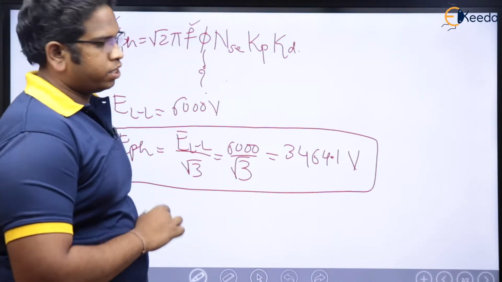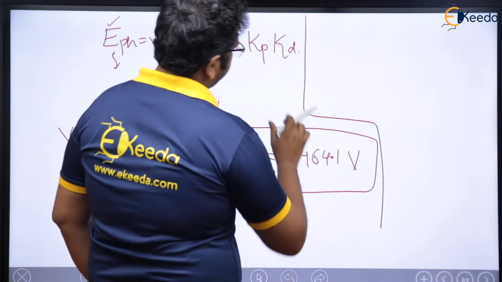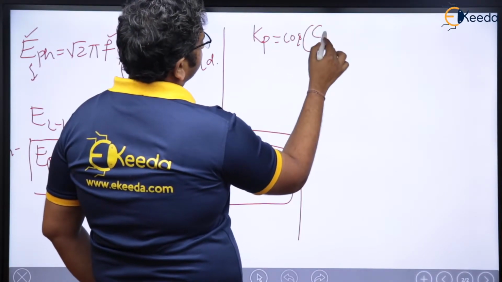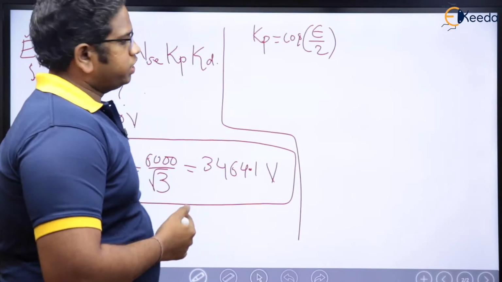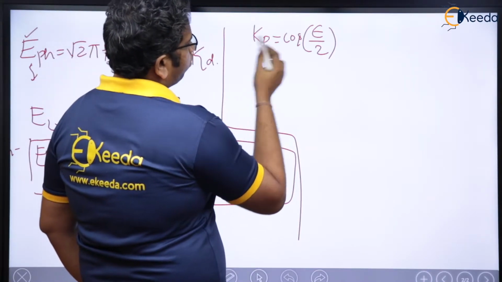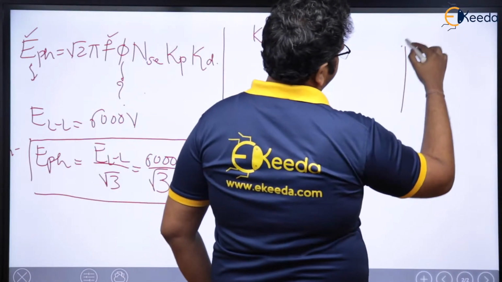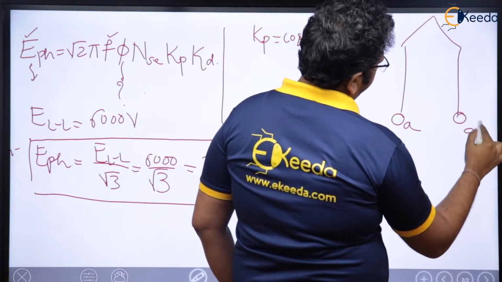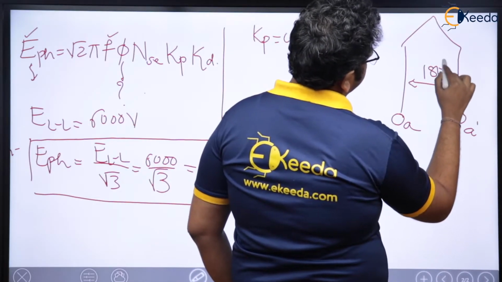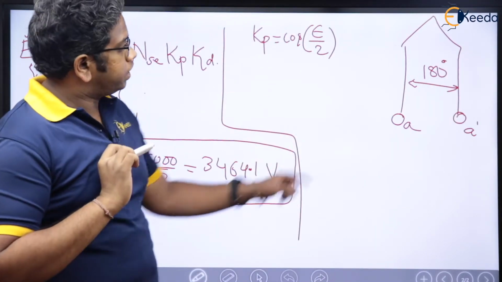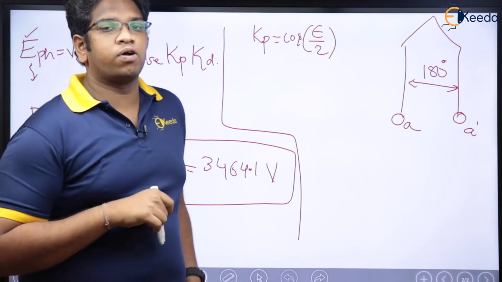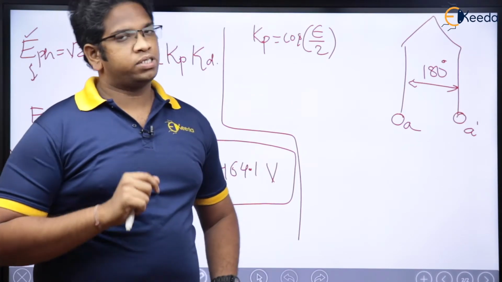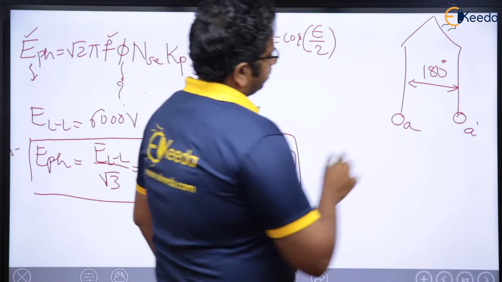Let us think of KP first. How to find KP? Very simple. KP is cos epsilon by 2. What is epsilon? Epsilon is the short pitching angle. For example, this is the coil. Let us say this is a full pitched coil. This is A and this is A dash. The angle is going to be 180 degrees electrical. Electrical angle is 180 because in case of a 4 pole machine, the mechanical angle is going to be 45 degrees, but the electrical angle will still be 180 degrees.